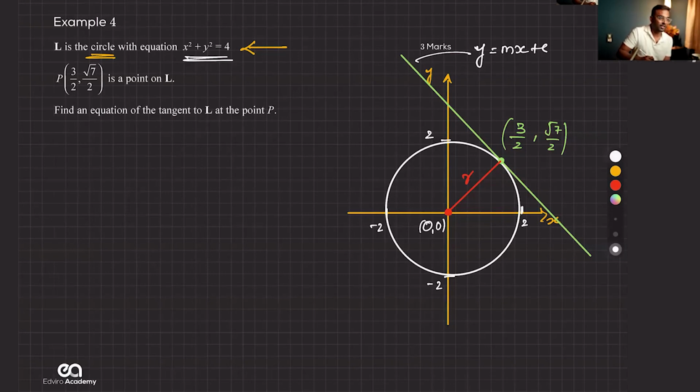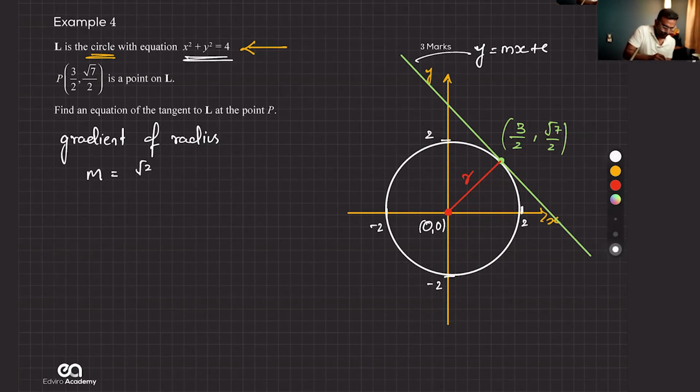(0, 0), correct? That's the origin. So gradient of radius, m equals, what would that be, guys? Root of 7 over 2 minus 0, divided by 3 over 2 minus 0. Would you all agree with that?